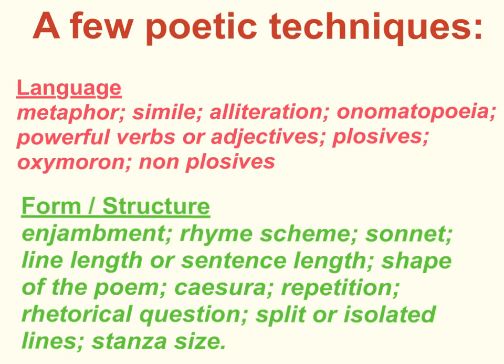But in general terms, the caesura is a pause in a line of poetry, occasioned normally by a punctuation mark, and it can be used to dramatic or creative effect. You've got the split or isolated lines. You know what I'm talking about here. Sometimes one or two lines will be separate from the rest of the poem. That'll be done to occasion a certain effect. And similarly, the size of the stanza might have some logic or intention behind it as well.